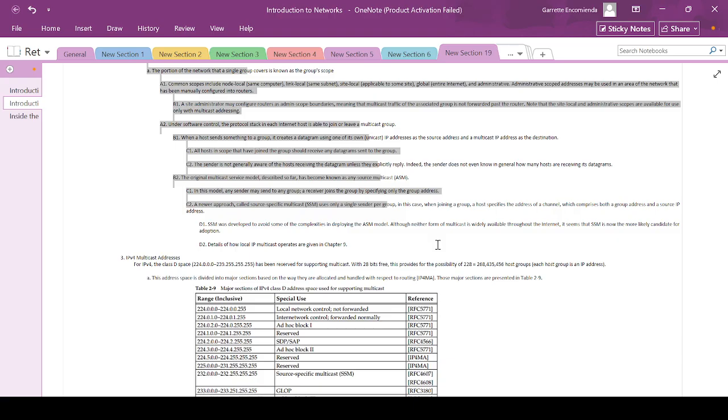So when joining a group, a host specifies the address of a channel, which comprises both a group address and a source IP address. That's the sender, basically, for you to be able to join that group.